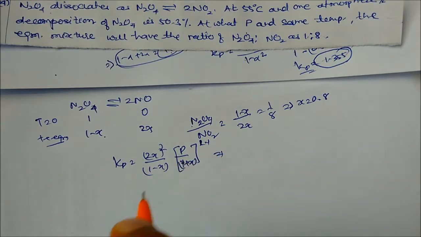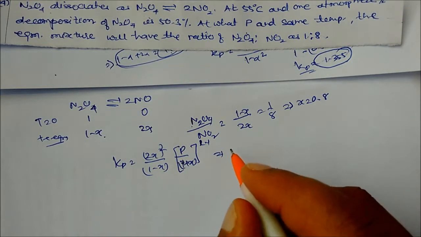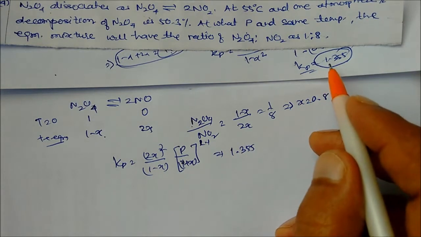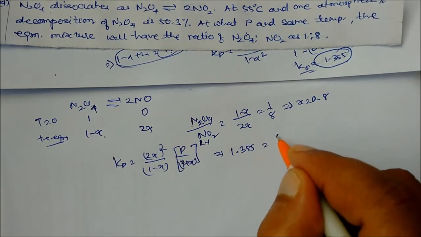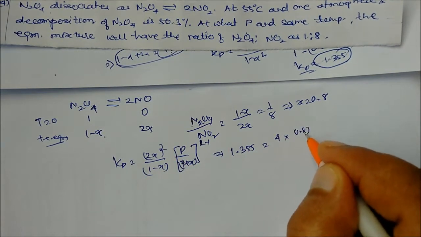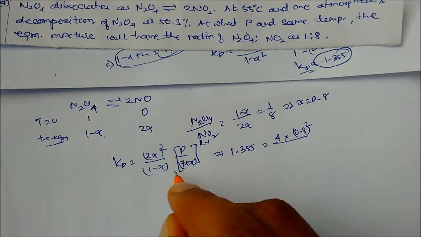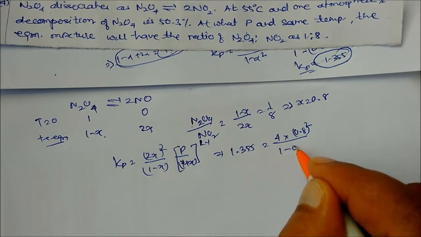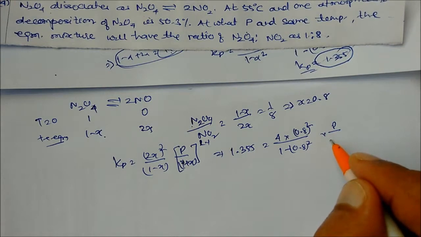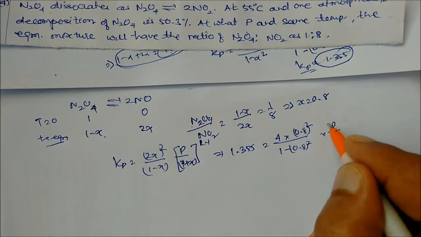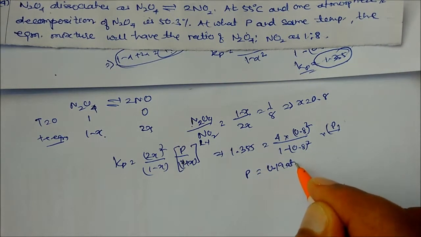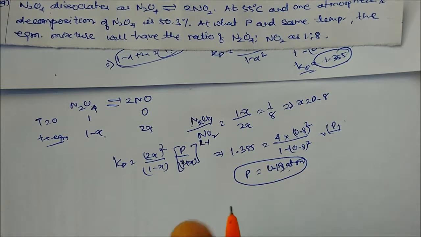P is what we need to find out, and Kp we know is 1.355, as we understood from the first case. Again you write 4x square, where x is 0.8, whole square, divided by (1 minus 0.8) whole square, multiplied by P, which we don't know. On solving we will get P equal to 0.19 atmospheric pressure. So we got this value in this way.